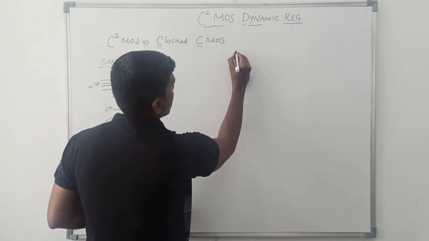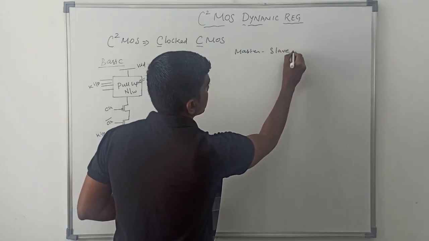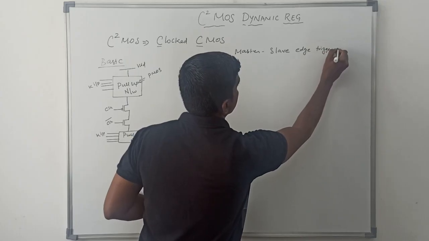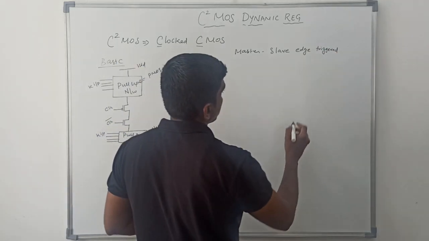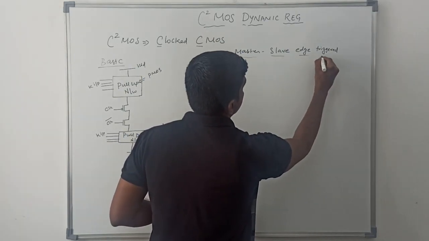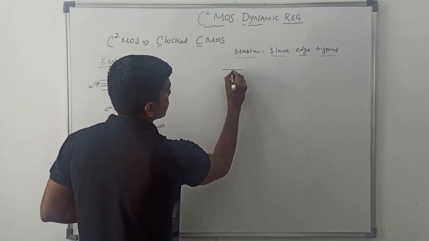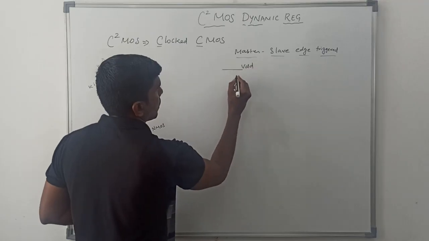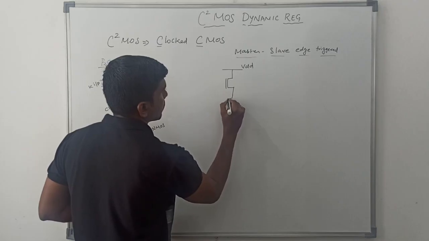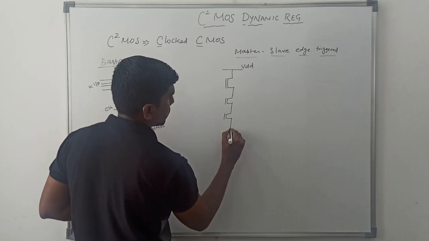Now I am going to design a master-slave edge-triggered dynamic register, the C2MOS dynamic register. Now I am going to draw the structure. So this line is VDD. Here I am going to design the inverter circuit.